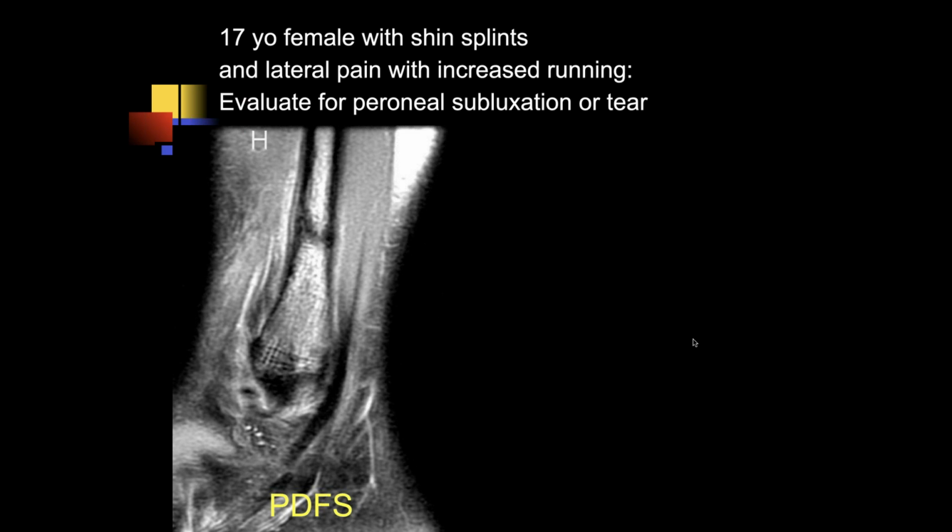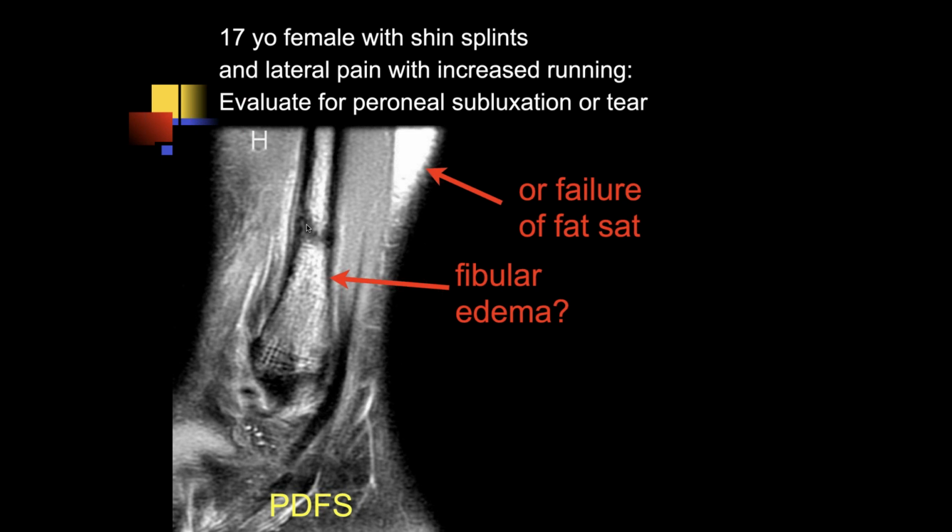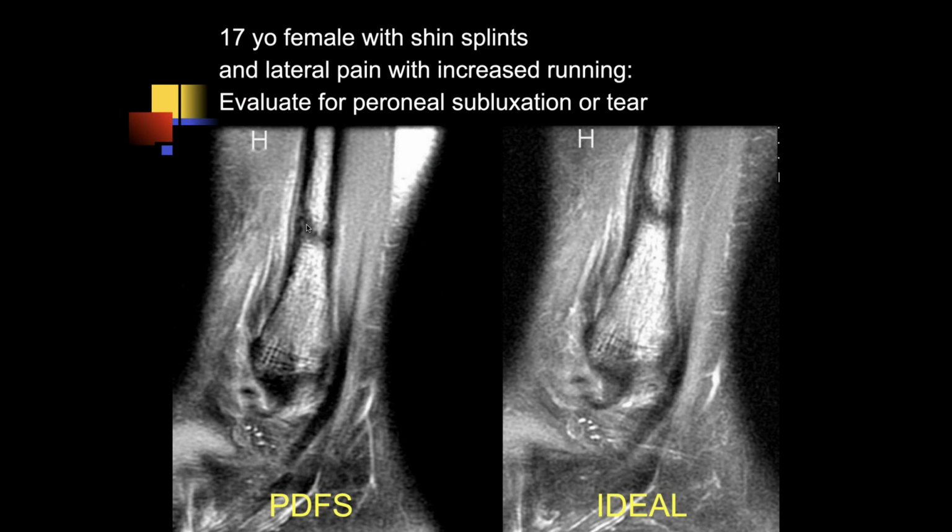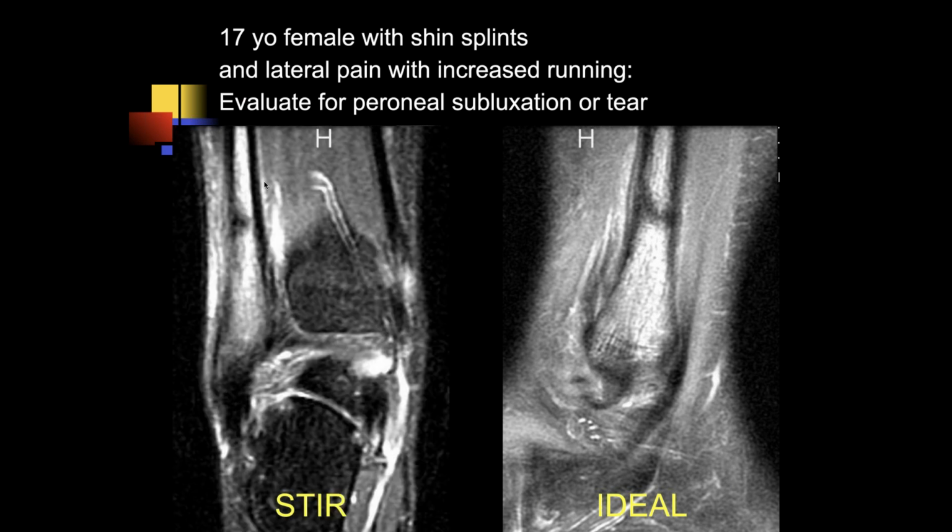All right, so a 17-year-old female with shin splints and lateral pain with increased running. Evaluate peroneal subluxation or tear. See a PD fat saturation image. What I can see of the peroneal tendons looks okay. I think there's some irregularity. Maybe there's some edema in the distal fibula. I don't know if there's a fibular fracture here as well. It could be a failure of fat sat. Looks like it's real. On the ideal sequences, that edema looks real.